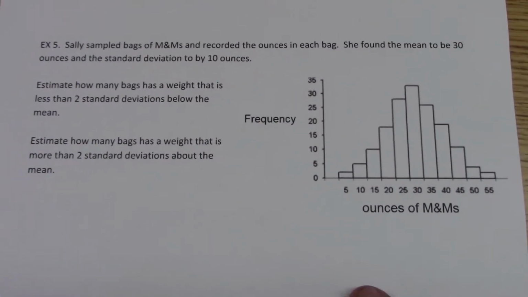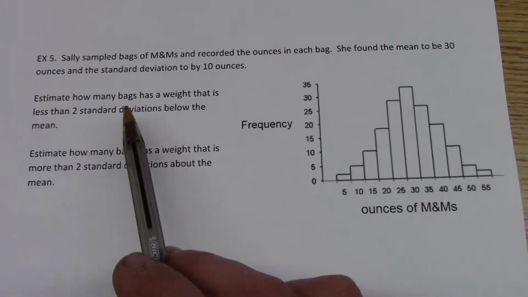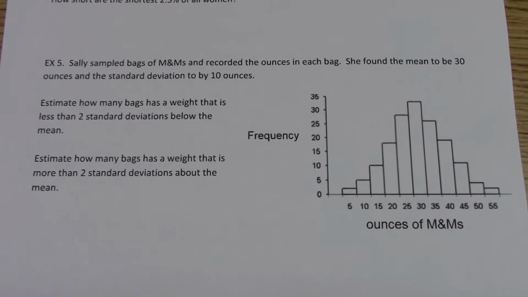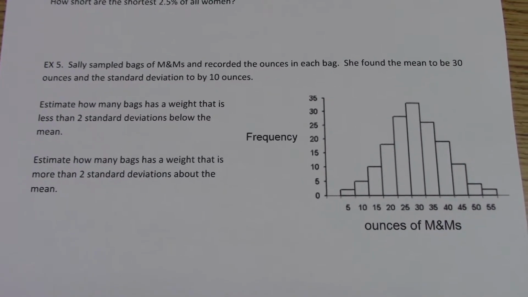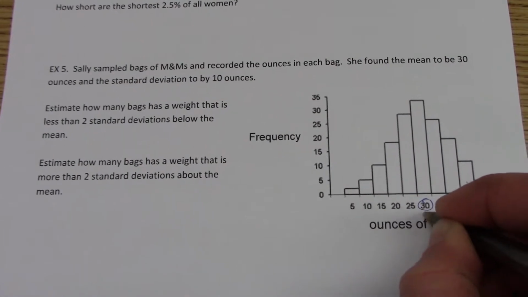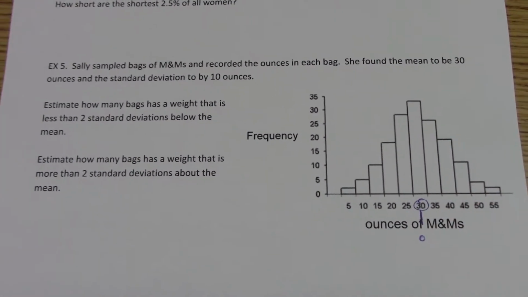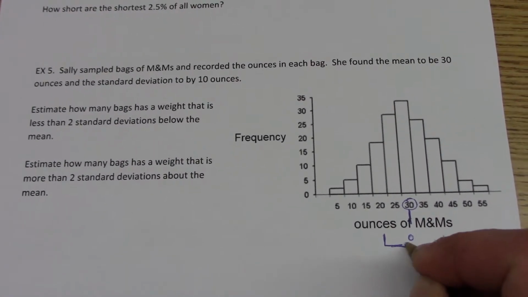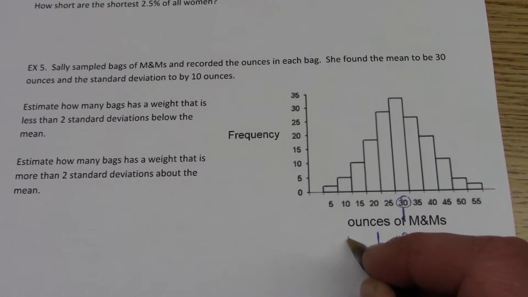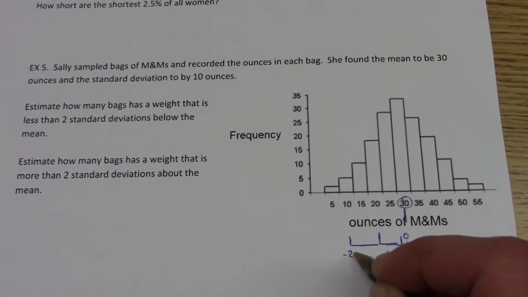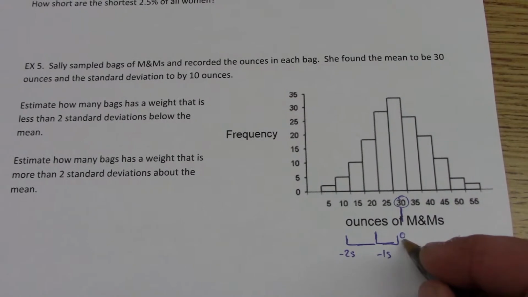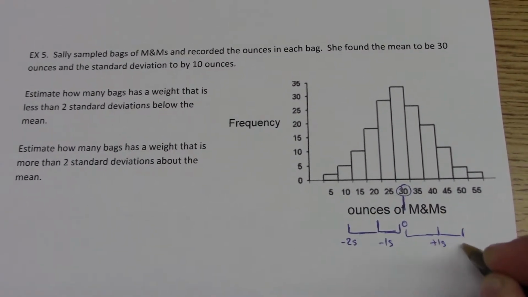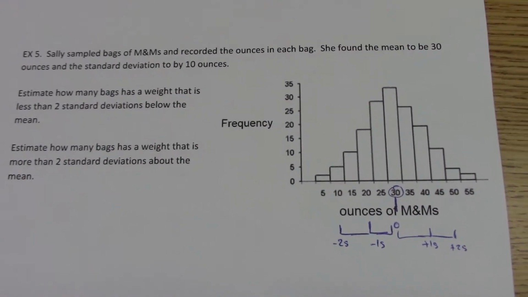So for example 5, we need to be very careful with reading these questions carefully to be sure that we are doing the exact thing that they're asking for. So the mean is 30 ounces, right here. This is the mean. So we'll call that kind of our 0 point. And then the standard deviation is 10. So this is minus 1 standard deviation, and then over to 10, that's going to be minus 2 standard deviations. 40 would be up 1 standard deviation, and 50 would be up 2 standard deviations.